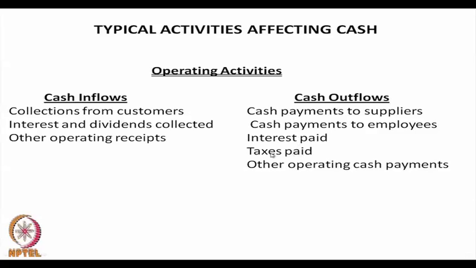Cash paid as income tax and other operating cash payments. So, out of the business of operating activities in the factory, basically from its own operations, these are the cash inflow and outflow.